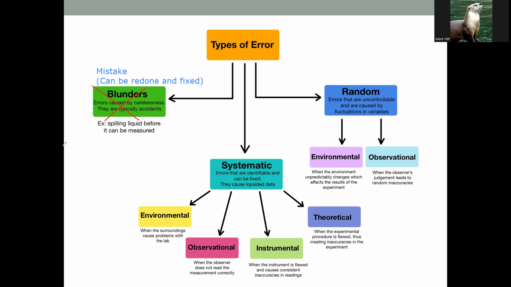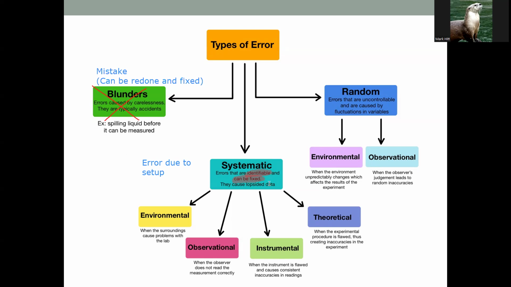Okay. So systematic errors, just to be specific, this is an error that is identifiable and can be fixed. Okay. And these tend to cause lopsided data. Sometimes it favors high values, low values, and sometimes it can be in the middle. But the thing about a systematic error is that it is due to our setup. Okay. So this error, I'll write it over here. This error is due to our setup. It is not due to any other aspect, right? It's not random. It's in fact due to how we have this set up.